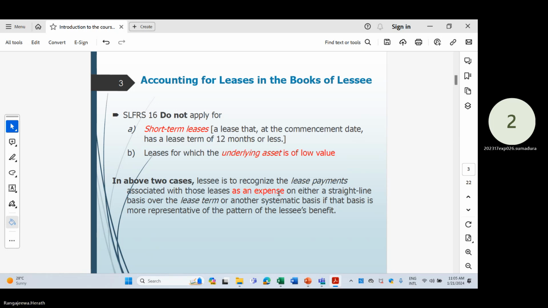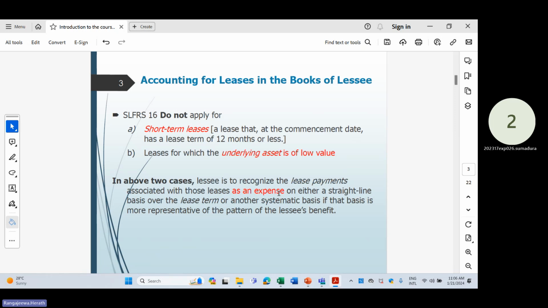For a short-term lease. The other scenario is the lease for which the underlying asset is of very low value. You lease it, maybe for two and a half years, but the leased asset value is say 25,000, 30,000, something like that. Compared with the other assets of the business, that is much smaller. No need to capitalize. In that case, the rental is charged to P&L.